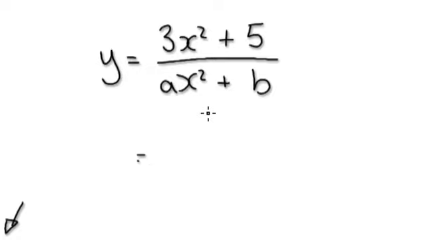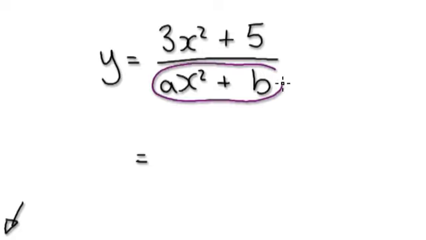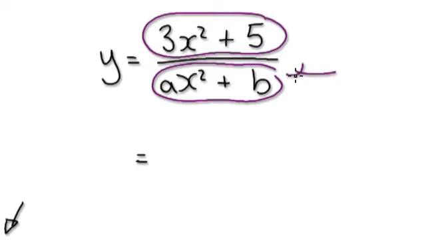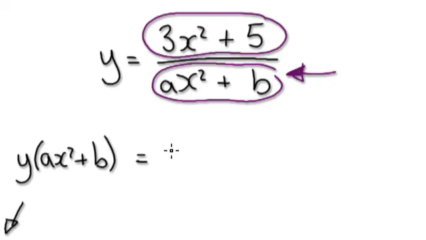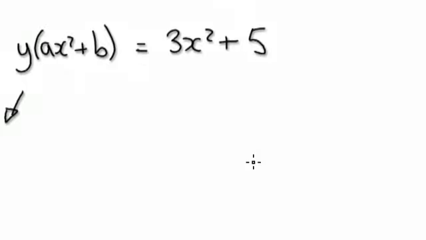So here, times both sides by the bottom bubble here. So visualize it as this. Now times both sides by this bit here, it's by the bottom bubble. So you have y bracket a x squared plus b close bracket equals 3x squared plus 5. And now keep an eye on x. X is here and here.